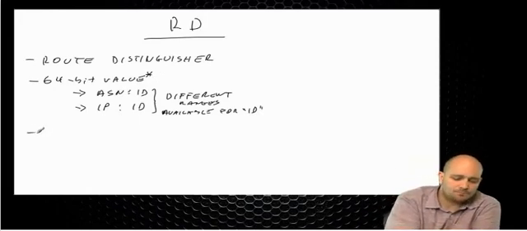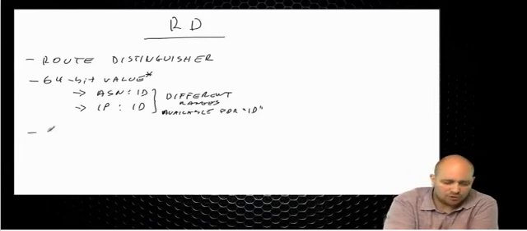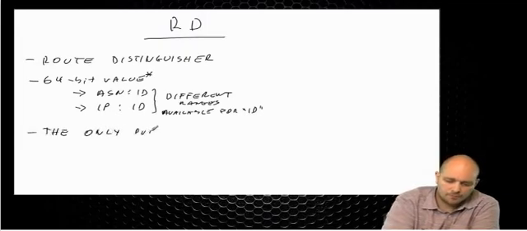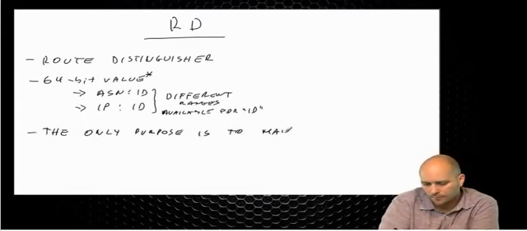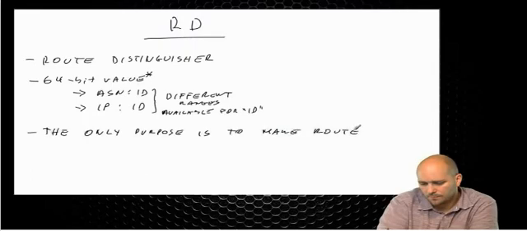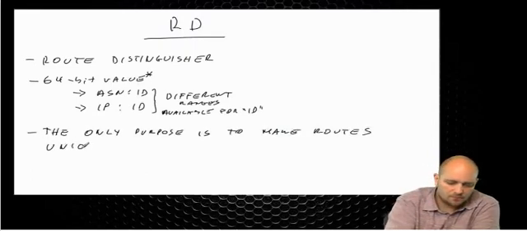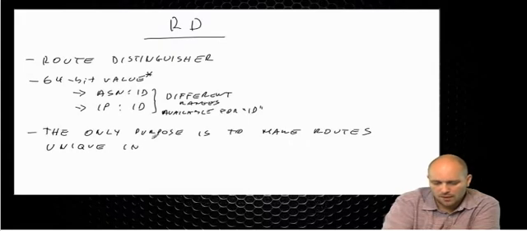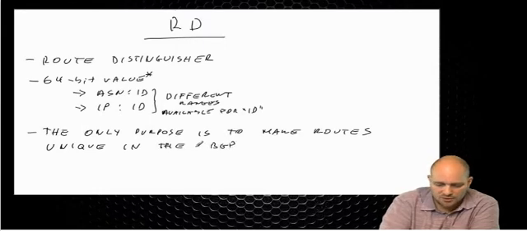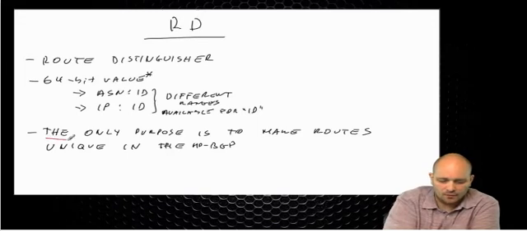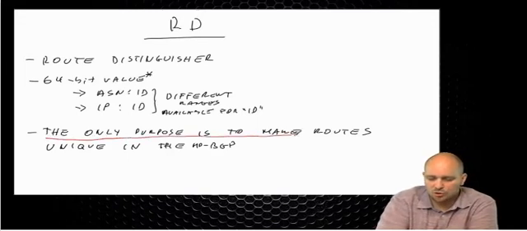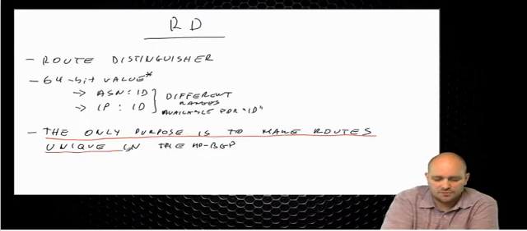Another thing that is important: the only purpose of the route distinguisher is to make routes unique in multi-protocol BGP. This is the only thing that the route distinguisher does. It is not used for any other purpose.